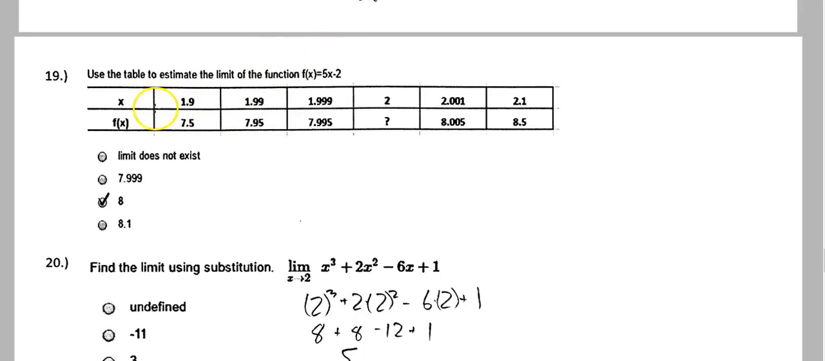If I'm finding the limit from the left-hand side, as I get closer and closer to 2 from the left-hand side, it looks like the y value is getting closer and closer to 8. And then from the right-hand side, like the 2.1, 2.001, again, it looks like it's getting closer and closer to 8. So since I'm getting the same number from both sides, the limit is 8. If I had gotten different numbers approaching from the left and the right-hand side of 2, then I would have said the limit does not exist.